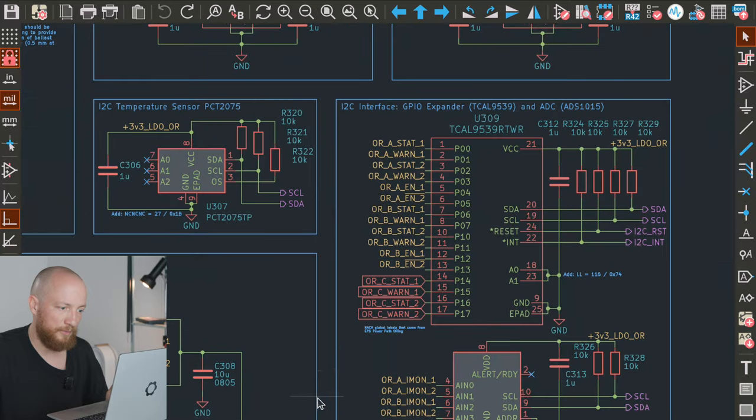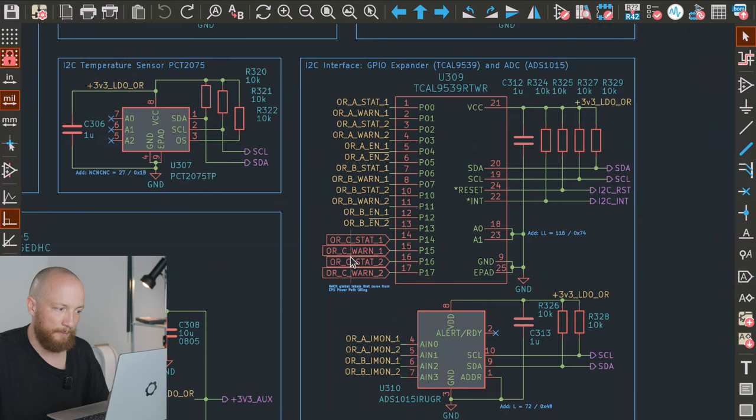And these are just hooked up straight to the GPIO expander and can be pulled up or down. Also, of course, all the status outputs and the warning outputs are connected straight to the GPIO expander and can then be read through a microcontroller.